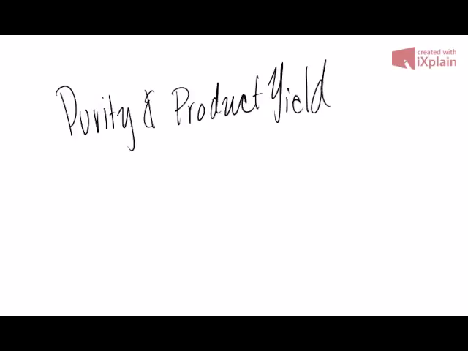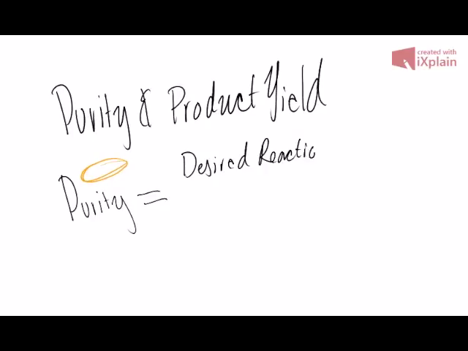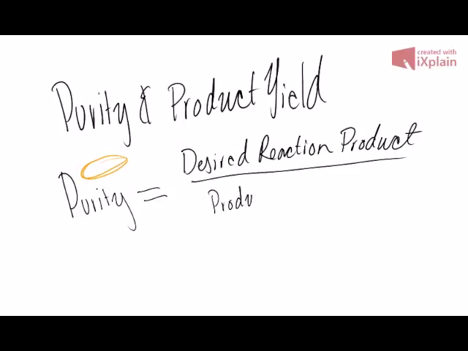Once the benzyl acetate had been fully synthesized, it was important to determine the purity of the result. The purity is the amount of the desired reaction product to the amount of the product mixture. It is typically represented as a percentage of the product in the product mixture. Purity equals desired reaction product divided by product mixture times 100%.